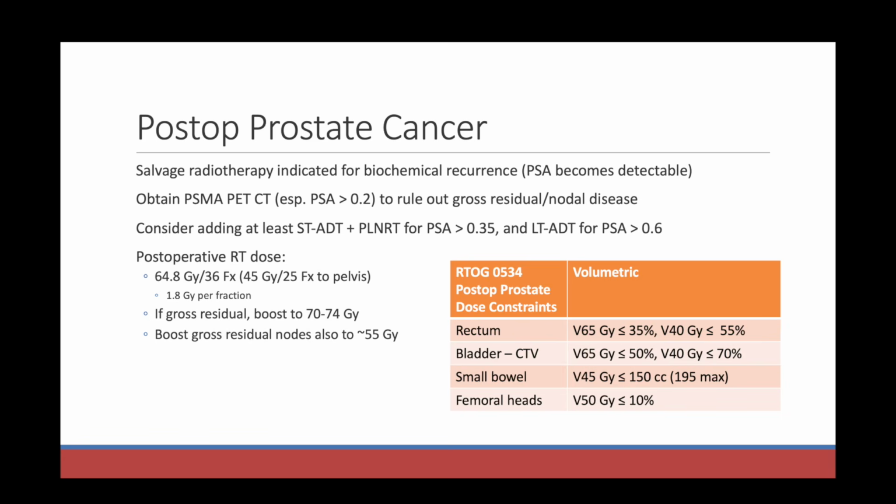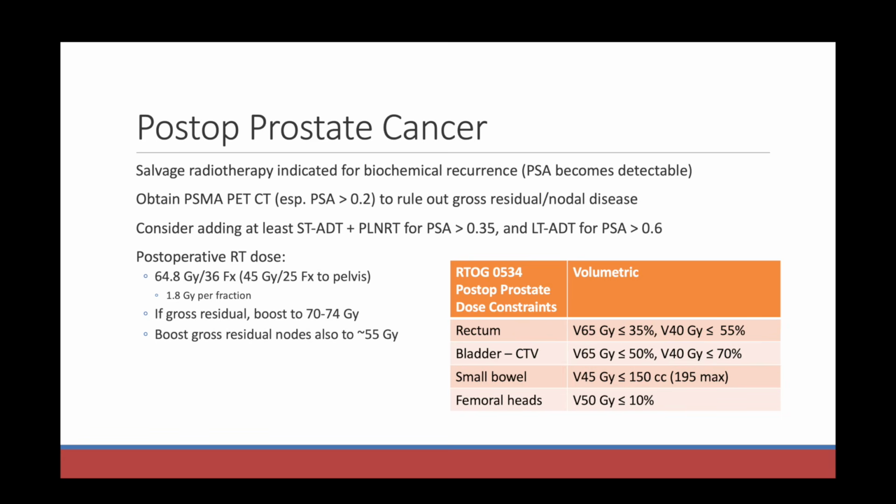If the PSA is less than that, then the PSMA PET scan probably won't be helpful. You want to consider doing postoperative radiation to the prostate fossa. So you'll always do postoperative radiation to the prostate fossa. You will consider adding short-term androgen deprivation therapy as well as pelvic lymph node radiation if PSA is over 0.35. And then if they have a PSA that's much higher, above 6, you might consider adding long-term ADT.